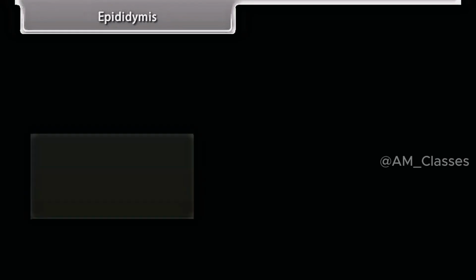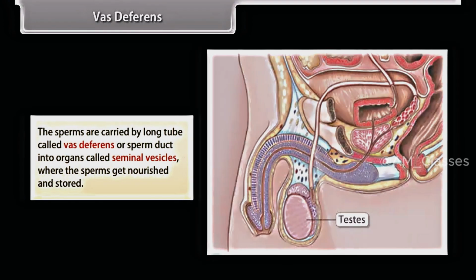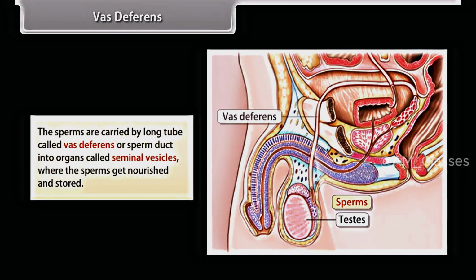Epididymis. Epididymis is a coiled tube-like structure firmly attached to the testes and serves as the storehouse of sperms, where they become mature and develop motility. Vas deferens. The sperms are carried by a long tube called vas deferens or sperm duct into organs called seminal vesicles, where the sperms get nourished and stored.